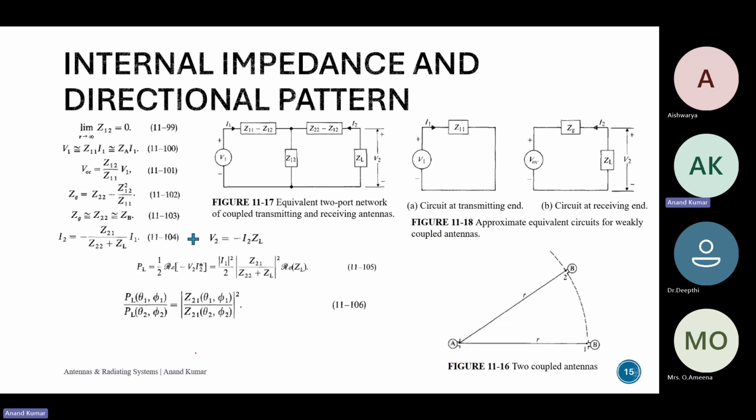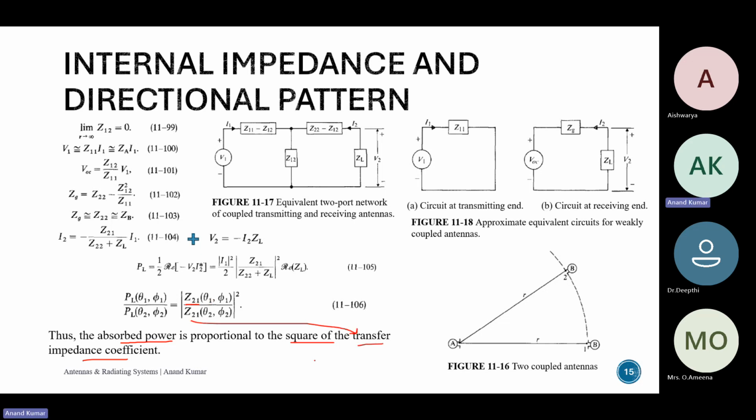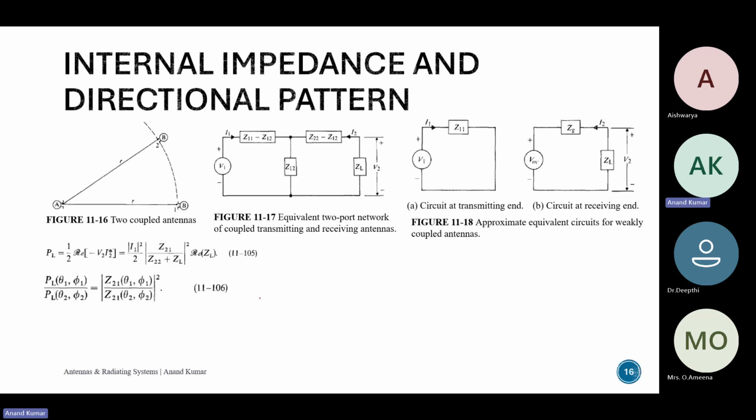Also, the absorbed power is proportional to the square of the transfer impedance function, which is Z21. We are calling it the transfer impedance coefficient. So this is proportional to the square.